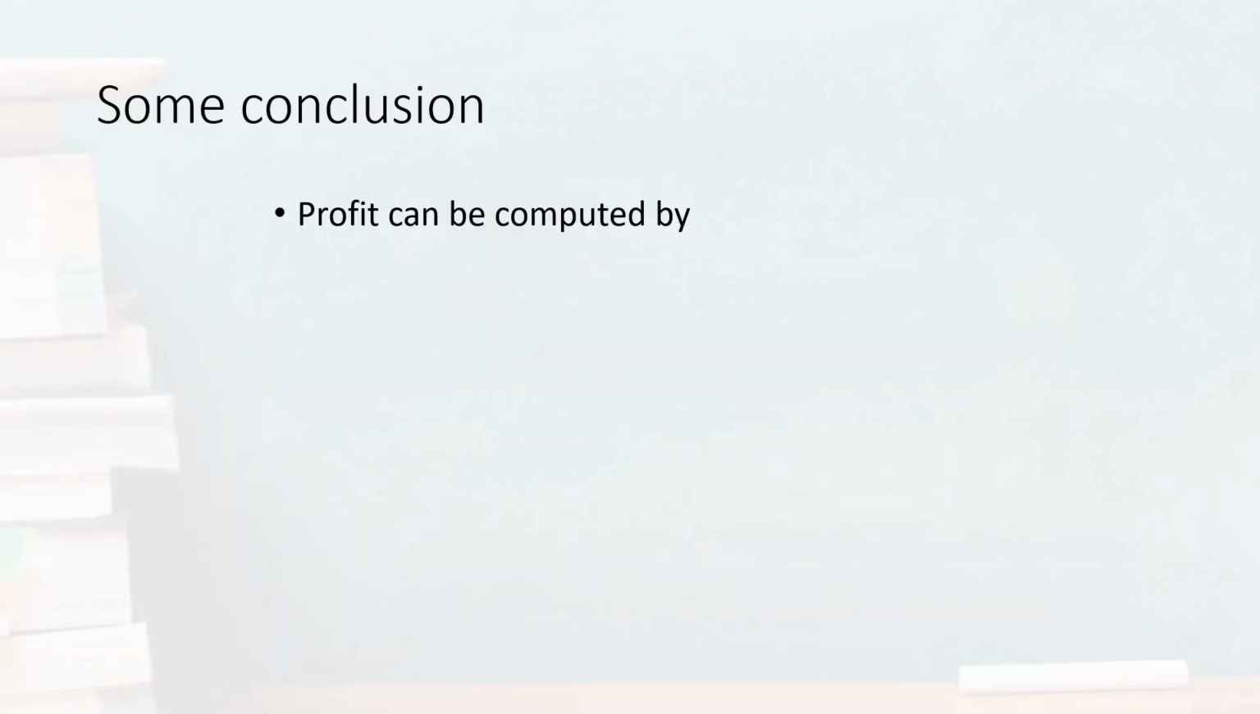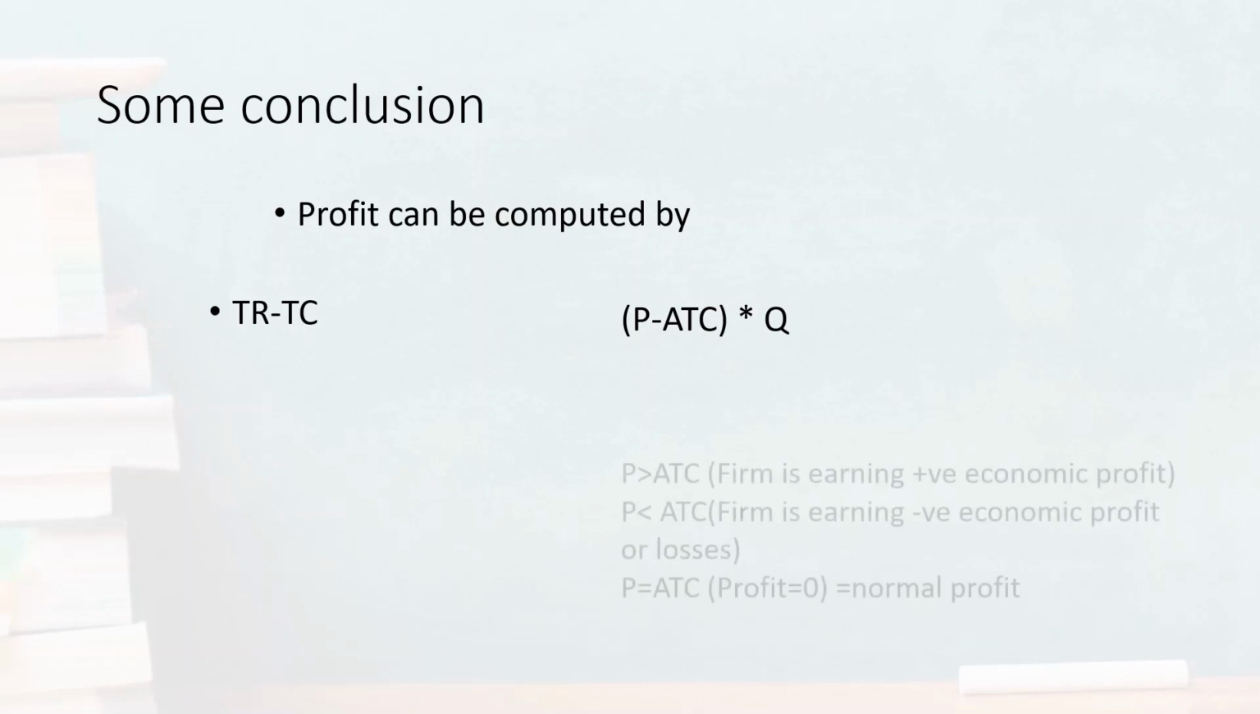So let us have some concluding remarks. For a perfectly competitive firm in the short run, profit or losses can be computed either by taking the difference between total revenue and total cost, or by comparing the price and the average total cost, using this formula: P minus average total cost into the total level of output.